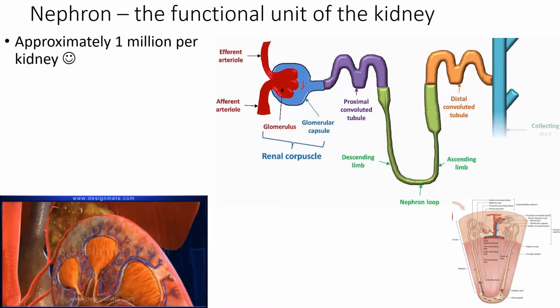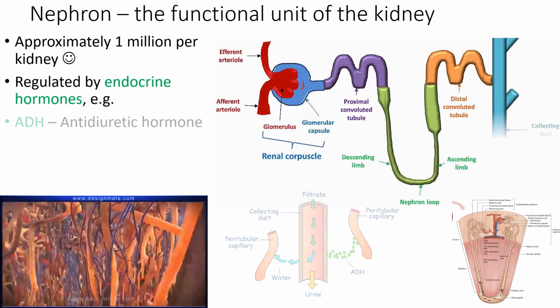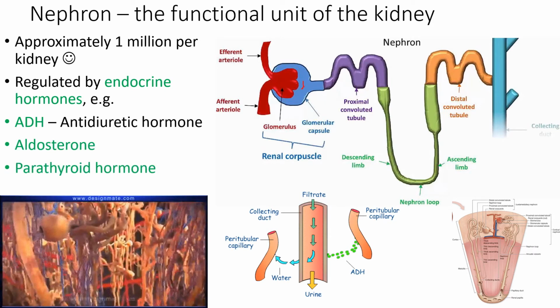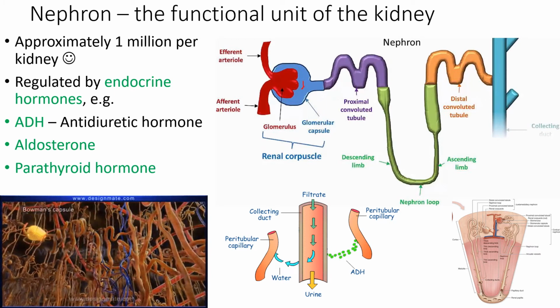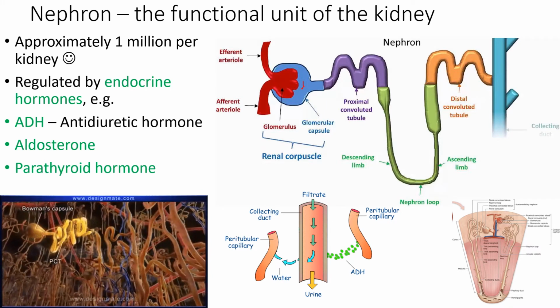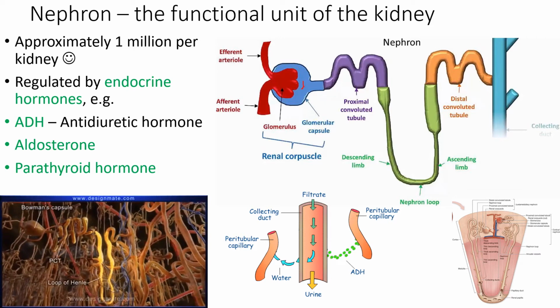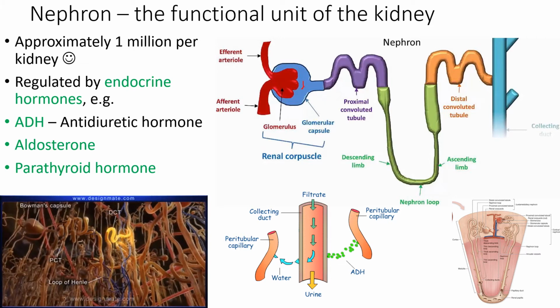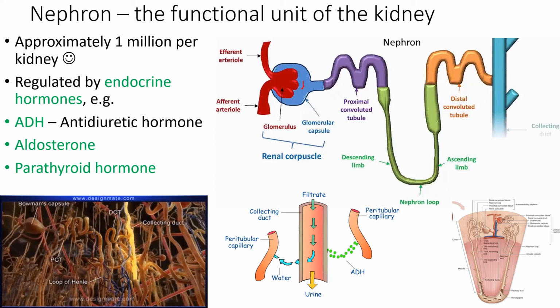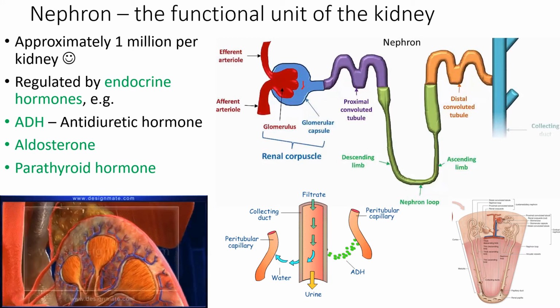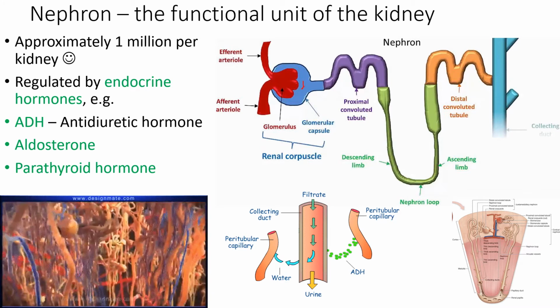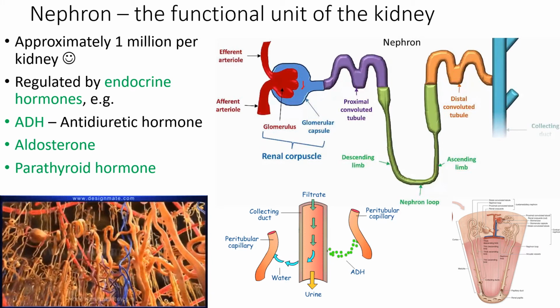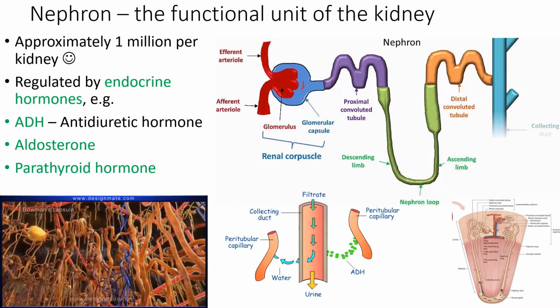Right, and there's another small image there. So there's about 1 million of these in each kidney, and the kidneys are regulated by hormones. So we have ADH, aldosterone, and parathyroid hormone. ADH itself, antidiuretic hormone, helps you reabsorb more free water, and what that does, that expands your plasma volume so that you can maintain your blood pressure in essence. So ADH is really quite important, and if you don't produce enough ADH, you will have lots of diuresis, and you will have what's called diabetes insipidus.